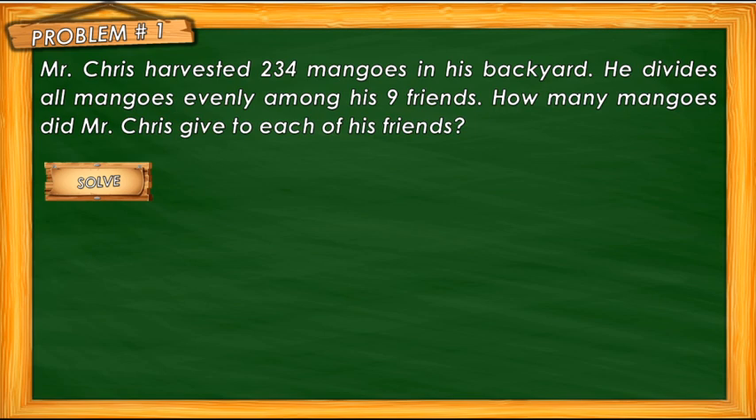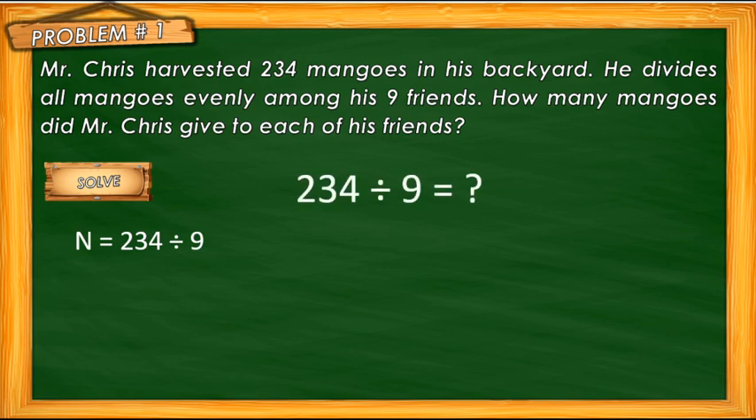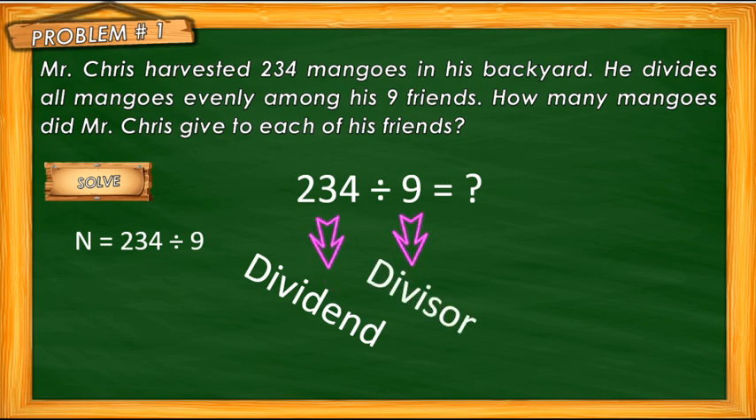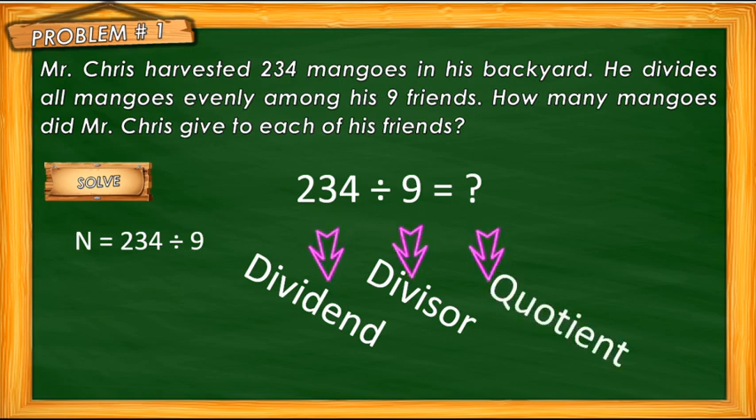So Mr. Chris harvested 234 mangoes. He divided equally to his 9 friends. So n is equal to 234 divided by 9. Let's identify first the parts in dividing a number. So we have 234, the operation is division, and 9. 234 is what we call the dividend, and 9 is what we call the divisor, and then the answer is what we call the quotient.